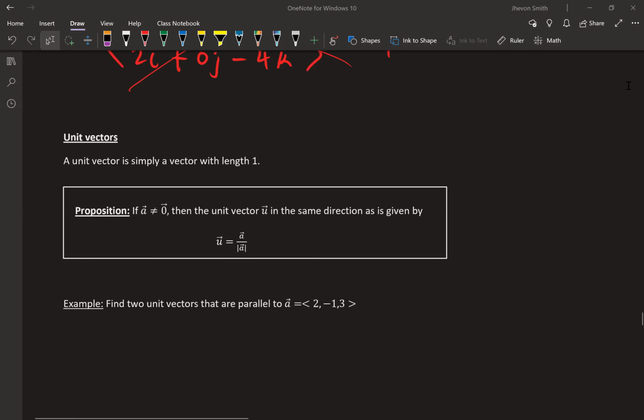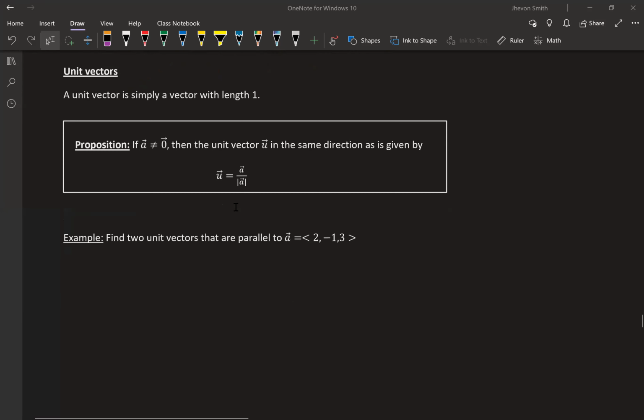Well, not everyone would have seen vectors before, so it's possible that people didn't know what a unit vector was. Let's see. Yeah, unit circle, that's true. But that's all a unit vector is.